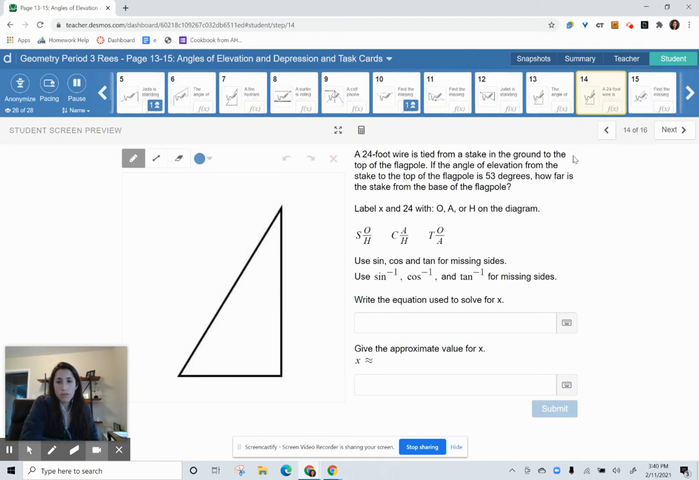We've got a 24-foot wire tied from a stake in the ground to the top of a flagpole. That's going to be this length here. So imagine this would be like the flagpole. So from the stake in the ground to the top of the flagpole is 24. The angle of elevation is 53. How far is the stake from the base of the flagpole? So this will be your X. So then identify the X as an adjacent or opposite leg, and then 24 is a special type of side. So label that, and then you can use a regular sine, cosine, tangent ratio to solve.